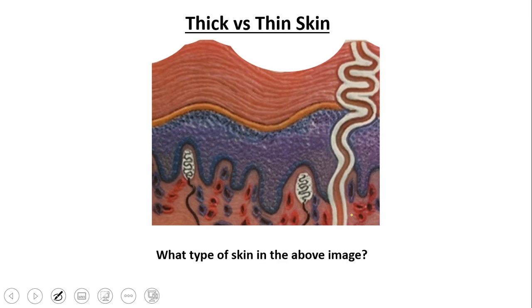If you look at that image, what type of skin is in that image? Is it thick or thin? Well, if you look at the epidermis here, we don't have hair follicles, we don't have sebaceous glands or erector pili muscles, and this applies more to the thick skin. Looking at the epidermis, here is stratum corneum, and this is stratum lucidum. Remember, stratum lucidum is only in the thick skin.